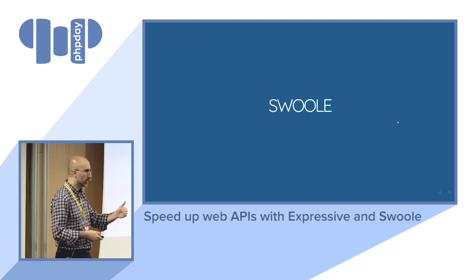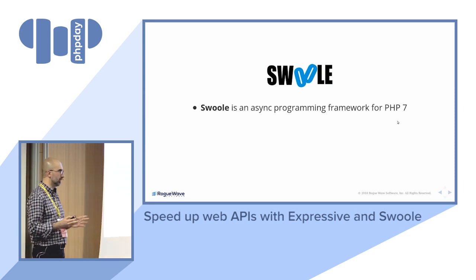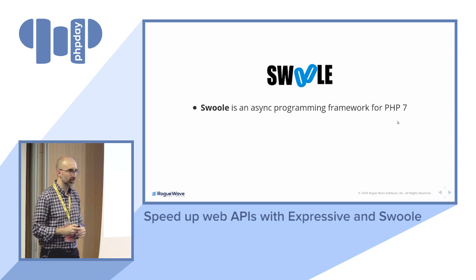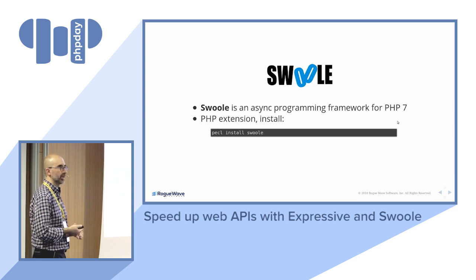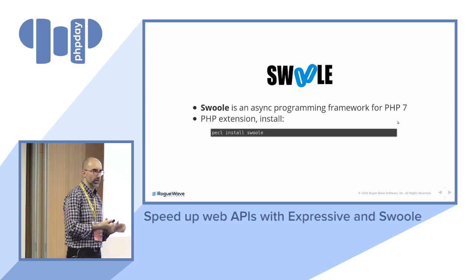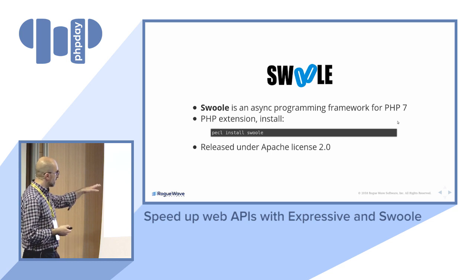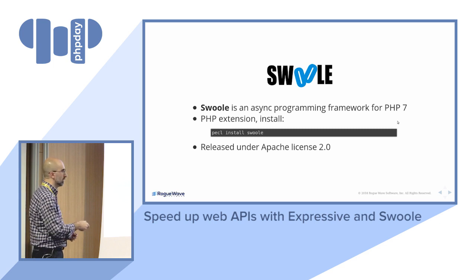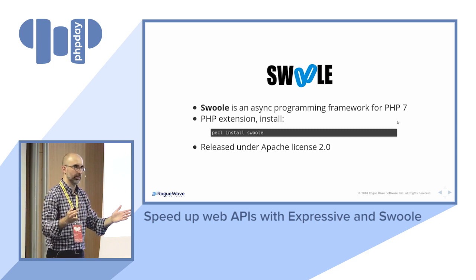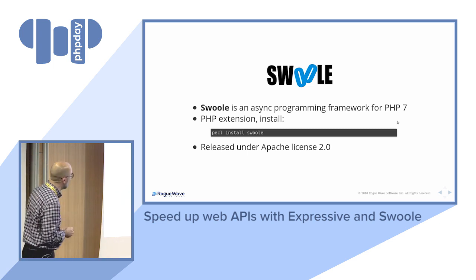As I promised, Swoole. So what is Swoole? Swoole is an asynchronous programming framework for PHP 7. That's a very strict definition. Actually, it's an extension, so it's written in C. You have to install it, for instance, on a Unix box using PECL. Just run pecl install swoole. It's released under the Apache license. Of course, it runs only on PHP 7. But I suppose everyone is using PHP 7, right? Almost. Okay.